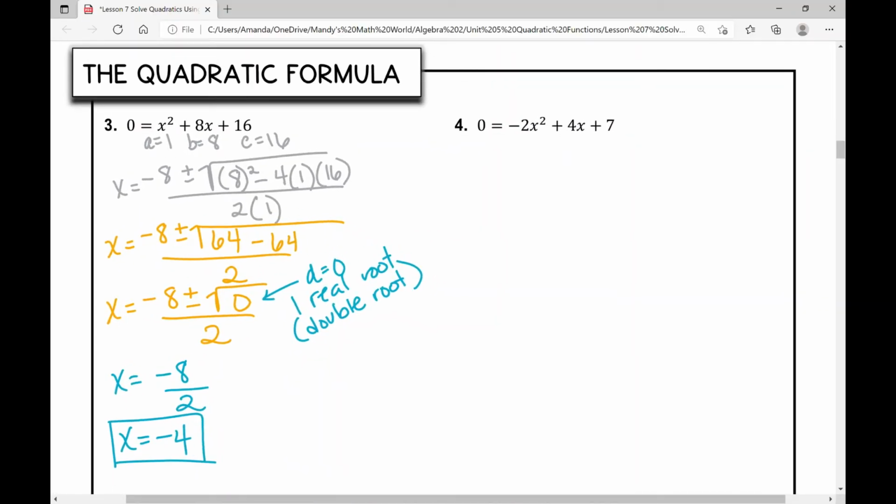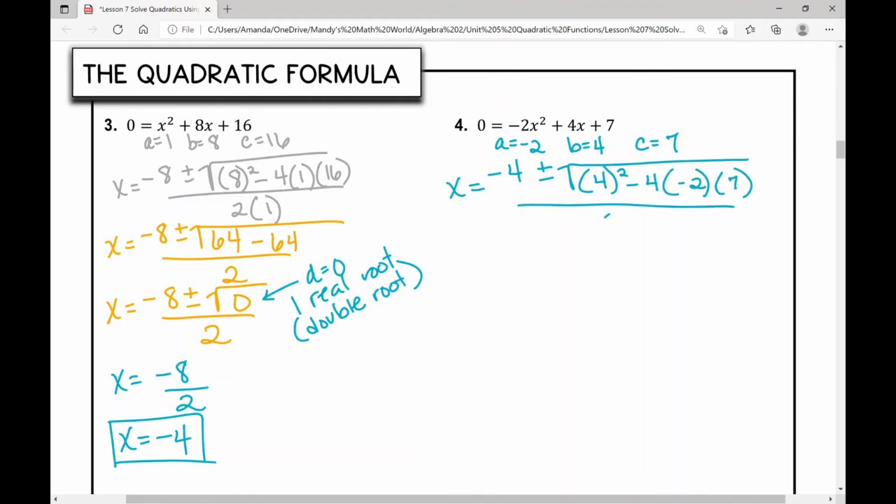Let's move on to our fourth example. First, let's identify A, B, and C, and we want to make sure it's in standard form. So if it's not, put it in standard form. You might need to move some things around. But in this case, A is negative 2, B is 4, C is 7. Let's plug it into our quadratic formula. X equals the opposite of B plus or minus the square root of B squared minus 4AC all over 2A.